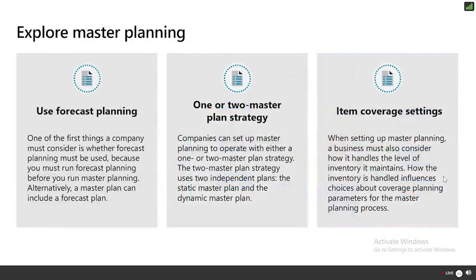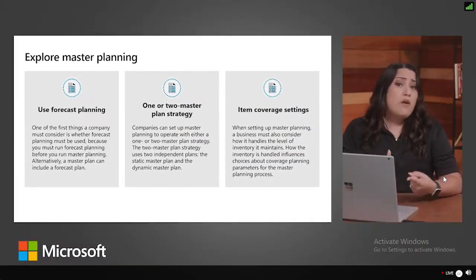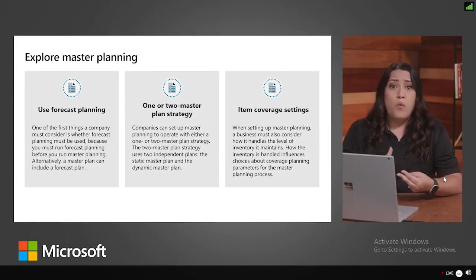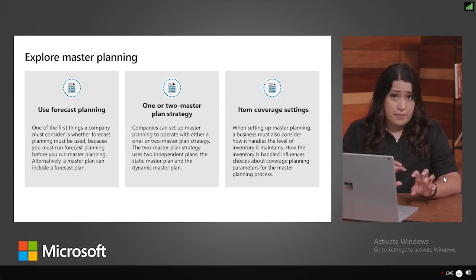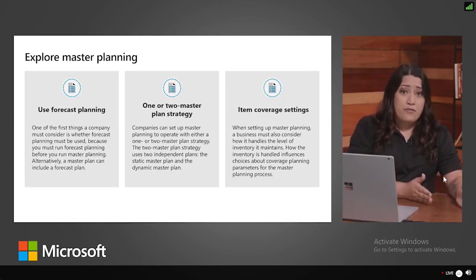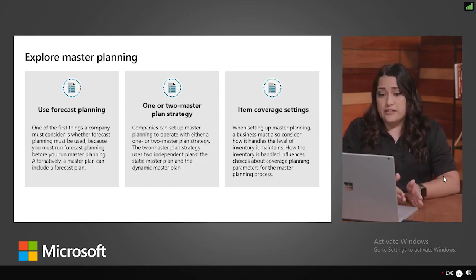And this master planning is really going to be focused on three main processes. You have your forecast planning, the 1 or 2 master planning strategy, and the item coverage setting. So when you are forecasting in Dynamics, there are 2 different methodologies that you can choose from. We have the supply forecast and the demand forecast.